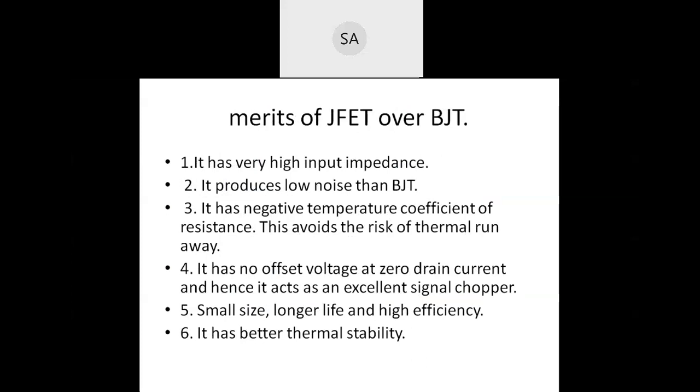There is one disadvantage in the FET also. What is the disadvantage? The drawback is a smaller gain bandwidth product compared to BJT. FETs have a smaller gain bandwidth product. That is the disadvantage of the FET compared to the BJT.